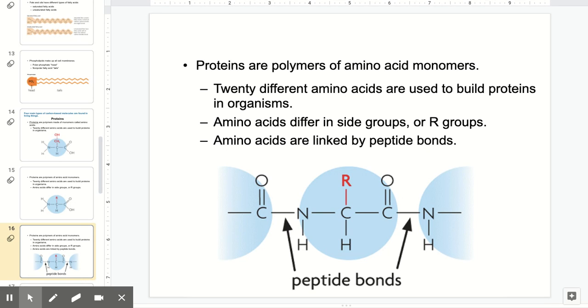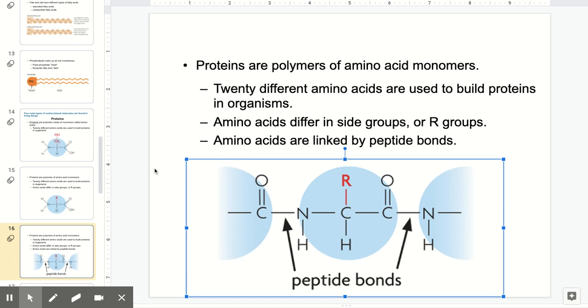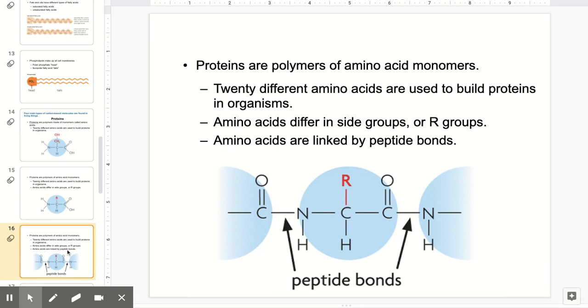But that's all it's really saying. Another name for a protein is a polypeptide. If you look at this picture, here is one amino acid and here's another one, and the bond between them is called a peptide bond. And then here again is another peptide bond.